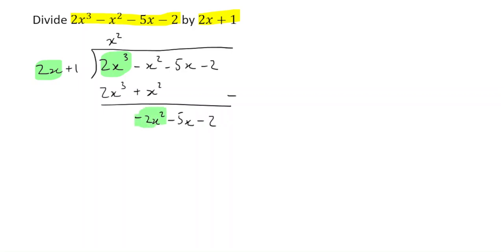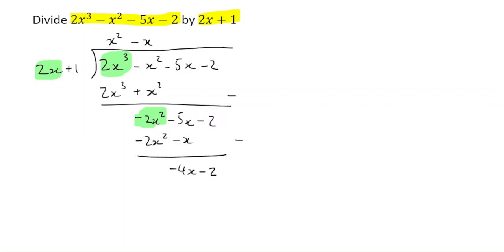So we take that, we divide by 2x. And minus 2x squared divided by 2x is minus x. So now we take that minus x, we multiply it through by 2x plus 1. To give us minus 2x squared minus x. And again, we subtract off. Minus 2x squared minus 2x squared is 0. Minus 5x minus x is minus 4x. We're left with minus 4x minus 2.